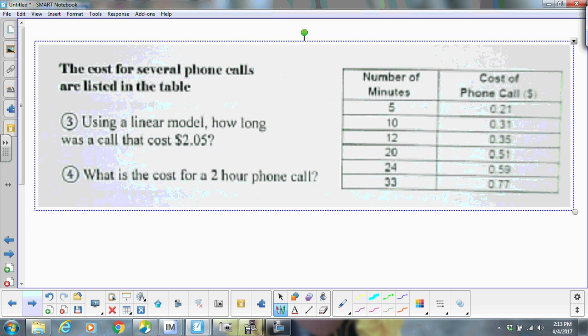Same thing here, except you're going to start by entering your data into Stat again, into L1 and L2. StatCalc 4 gives you your equation, which was y equals 0.02x plus 0.11. I was just writing that out so you can make sure you were on the same page as me. Now they want to know how long was a call that cost $2.05.